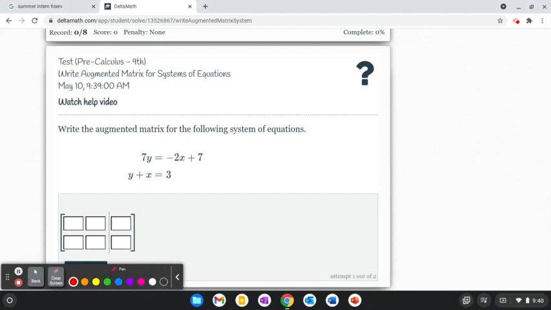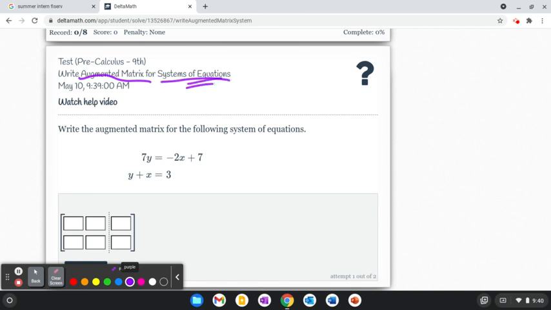Hey guys, in this video, we're doing something hopefully a little bit easier than the last section, which was multiplying matrices. In this one, we're going to be writing what's called an augmented matrix. An augmented matrix is basically just a matrix with a line through part of it, if you will. The idea is that an augmented matrix allows us to write a system of equations.